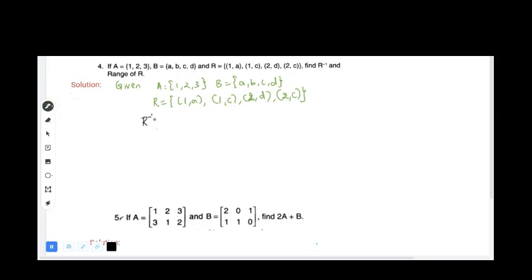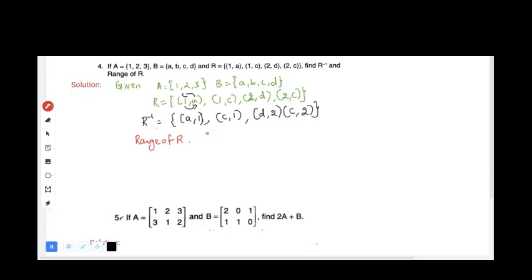So now R inverse will be just interchanging the elements of x comma y. That is, (1, a) will change to (a, 1), (1, c) will change to (c, 1), (2, d) will change to (d, 2), (2, c) will change to (c, 2). We are going to interchange the elements of domain and codomain. That's nothing but called R inverse. Then next one, moving with the range of R.